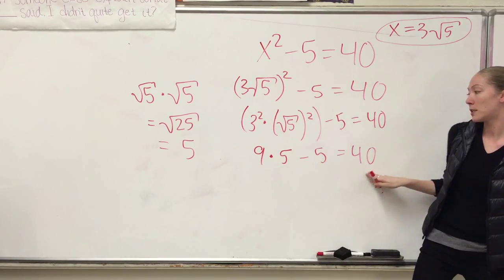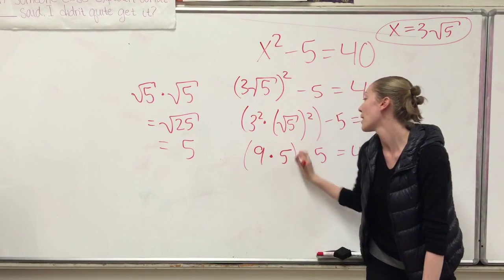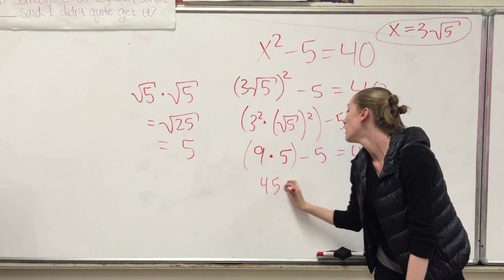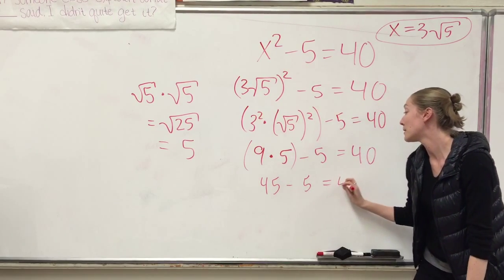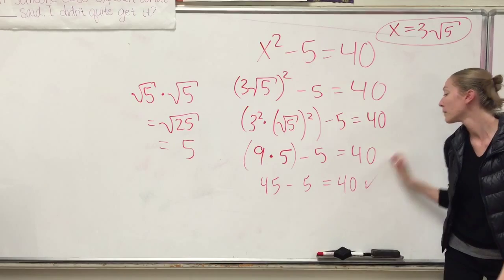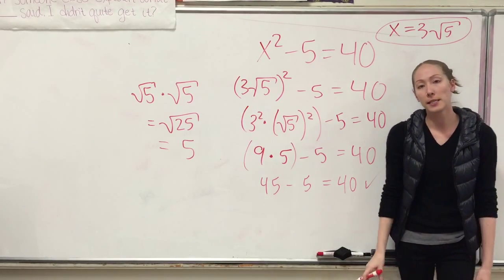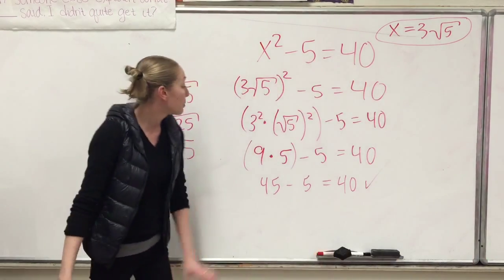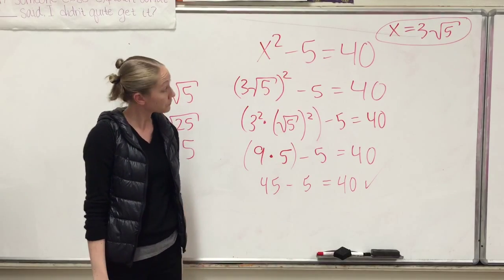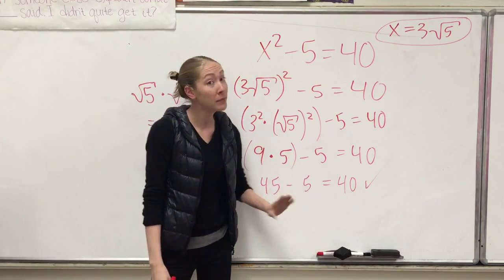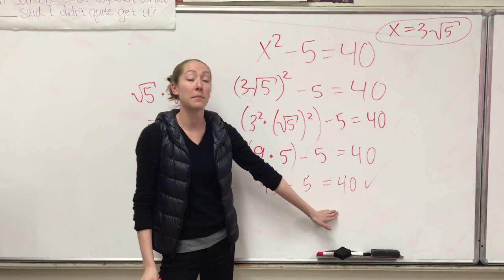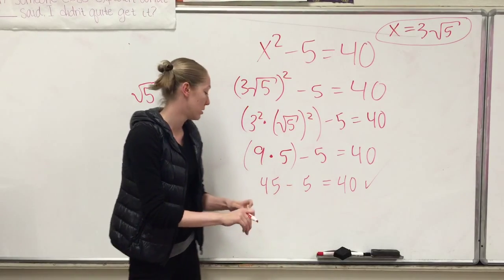We have order of operations here. We start with our multiplication, right? 9 times 5 is 45. And 45 minus 5 is 40. I'm going to put a check next to that because I know that that is a true statement. That's going to prove that our answer is correct. So, weird looking answer, still some really hard evidence about whether we're right or we're wrong.